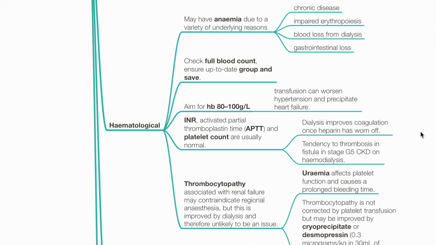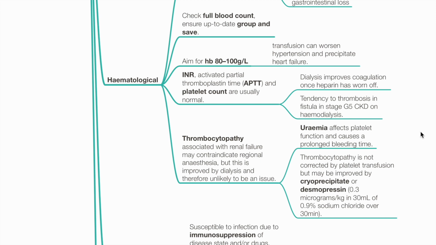INR and APTT and platelet count are usually normal. Dialysis improves coagulation once heparin has worn off. There is tendency to thrombosis in fistula in stage G5 CKD on hemodialysis. Thrombocytopathy associated with renal failure may contraindicate regional anesthesia. This is improved with dialysis and therefore unlikely to be an issue.